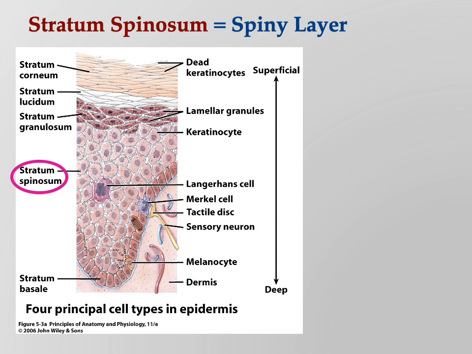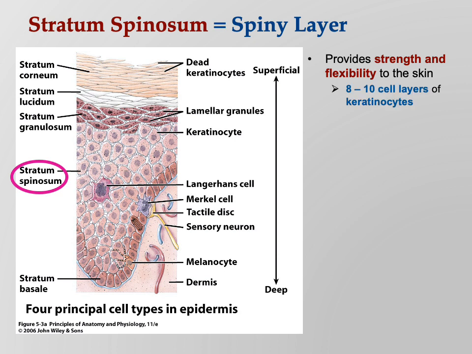Next is the stratum spinosum. It's called spinosum because it's spiny. Spinosum, spiny. Provides strength and flexibility to the skin. All right, it's a deep layer, so it's giving structure. It also has a little bit of give to it, so your skin can bend. 8 to 10 cell layers.